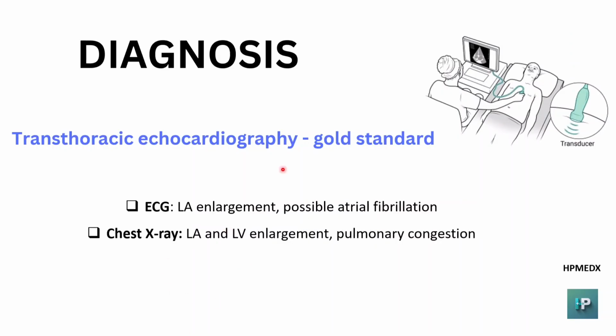And then diagnosis. Here the diagnosis is by the gold standard method, that is transthoracic echocardiography, and then ECG. Here there will be left atrial enlargement and atrial fibrillation may also be seen. And in case of chest X-ray, you can see enlargement of left atrium and left ventricle. And in severe cases, there may be pulmonary congestion also.